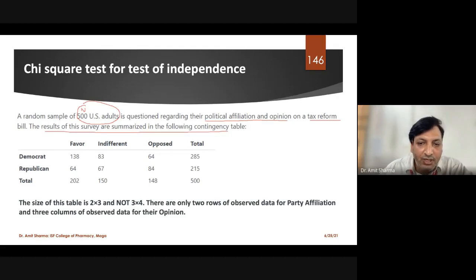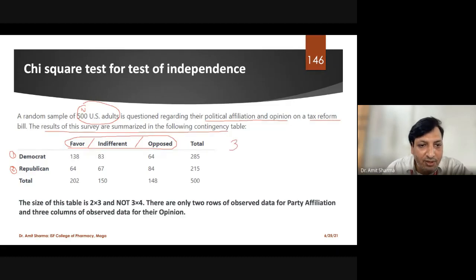What was the result of the survey? Let's see how they coded their results. Two political parties were there. The first was Democrat and the second was Republican. Clear? And they gave three options to choose from: in favor, indifferent, and oppose. Those who are in favor and belong to the Democrat party were 138.